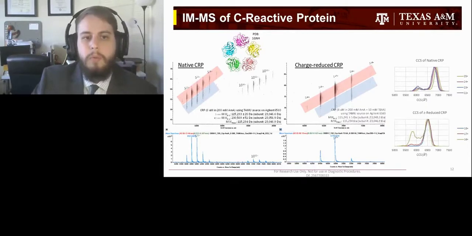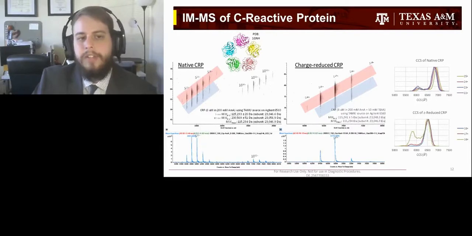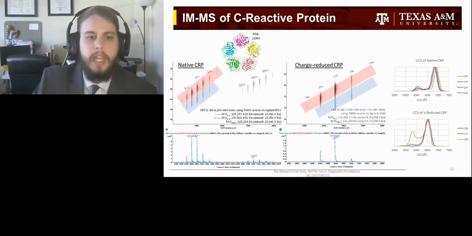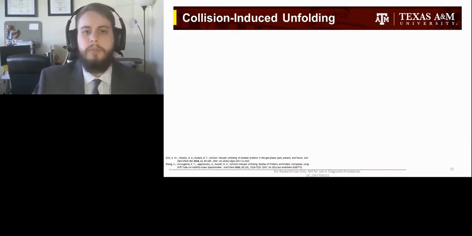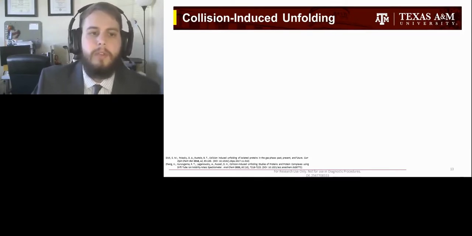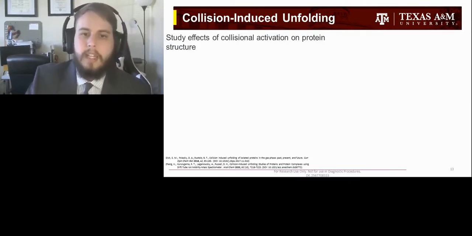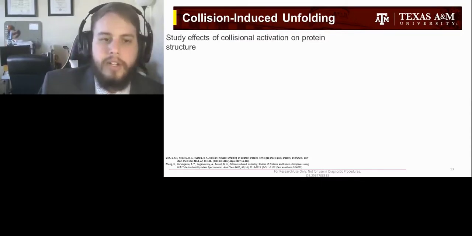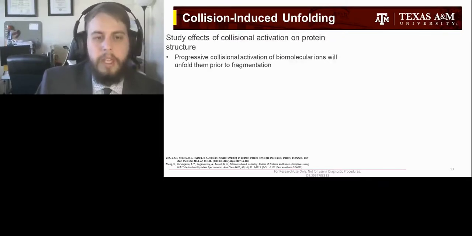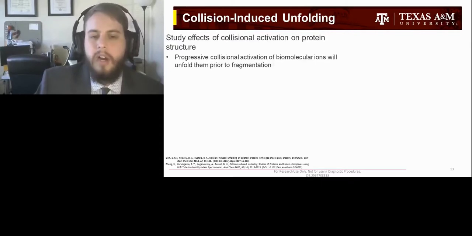So we've looked at, so far, native ion mobility mass spec data, where we try to keep the internal energy of the ions as low as we possibly can through the sampling. But one thing we can do is take this a step further and do what we refer to as collision-induced unfolding. With collision-induced unfolding, we can study the effects of collisional activation on protein structure and protein complex structure prior to dissociation. We can do this by progressively collisionally activating these biomolecular ions to unfold them prior to their fragmentation or dissociation.